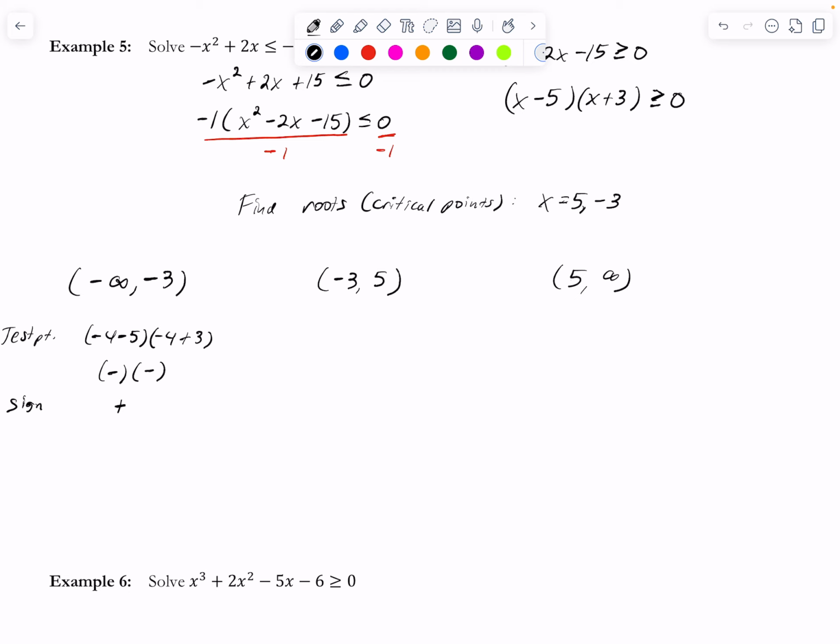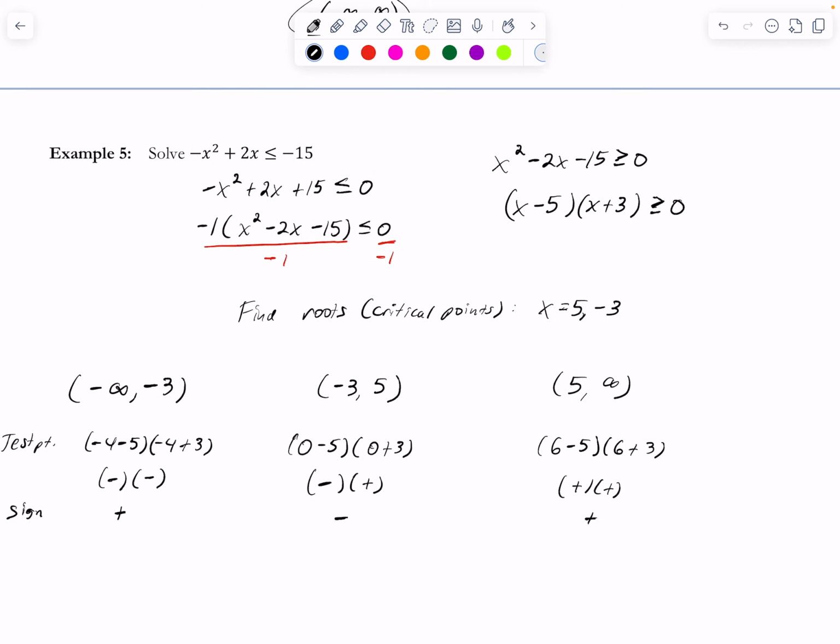I'm going to plug in 0 here in the middle one. You'll notice 0 is between those two numbers. So 0 minus 5 and 0 plus 3. So that's going to be a negative times a positive, which is a negative. And last but not least, I'm going to plug in 6. 6 minus 5 and 6 plus 3. This is going to give us both positive numbers. So the sign is positive.